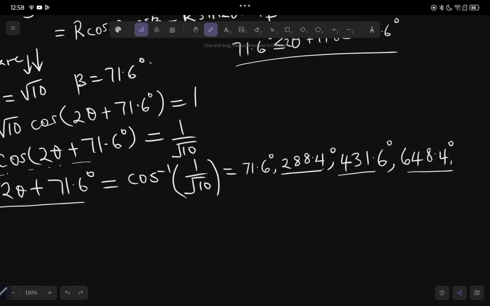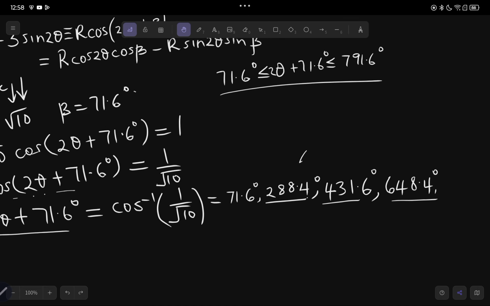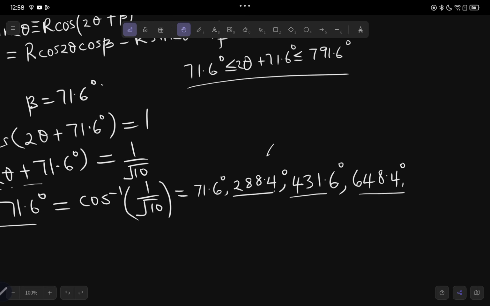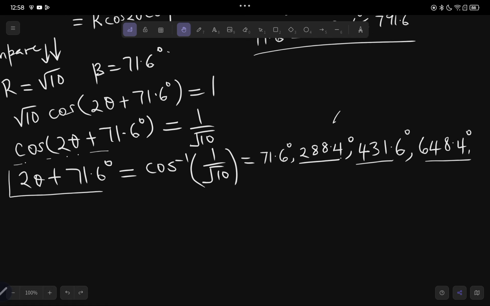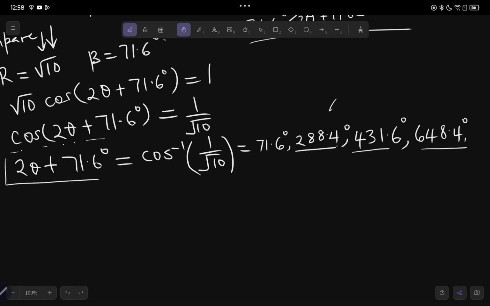791.6. Excuse me. If we go again to add 360 degrees on this one, it will take us to 791.6 as our next angle, and so on and so forth. Now, of course, it will be pushing us outside our range.